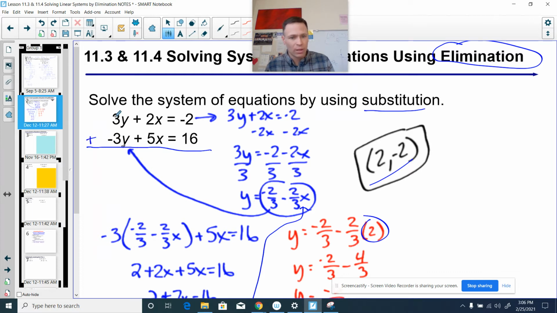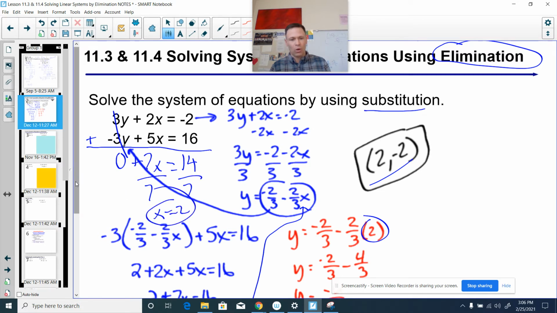Now watch what happens. Negative 3y and 3y just go away, right? They just get canceled out. That leaves me with, if I add these together, this is like 0. 5x plus 2x is plus 7x, which is really just 7x, right? And then 16 minus 2 is 14. Now, all I really got to do is divide by 7, and I get x equals 2. A whole lot faster than doing all of that.